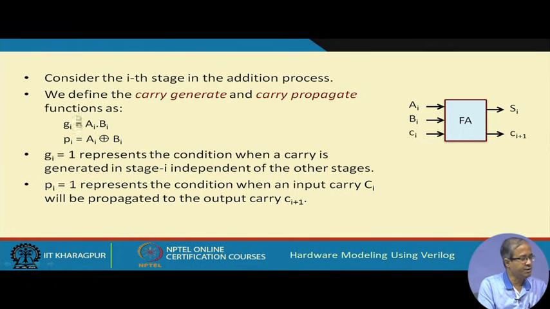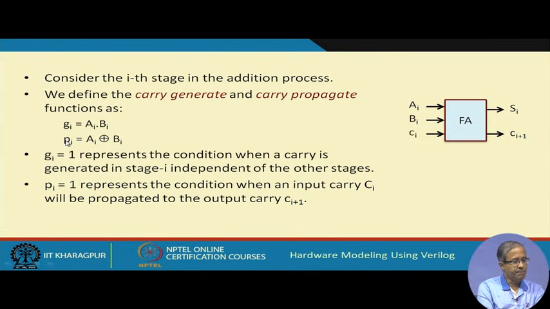Now, we are defining two signals, or you can say two functions, called carry generate and carry propagate. Well, carry generate specifies the condition where a carry is generated in the full adder irrespective of the carry in. The condition is, whenever both the data inputs a i and b i are 1, then carry will be generated irrespective of c i. So, that is g i, g i is a i and b i.